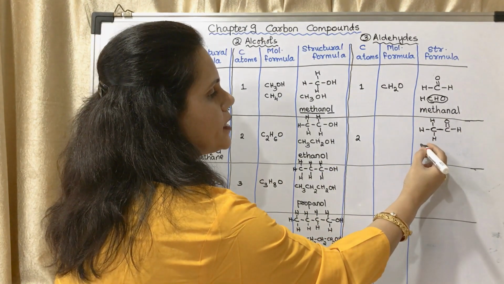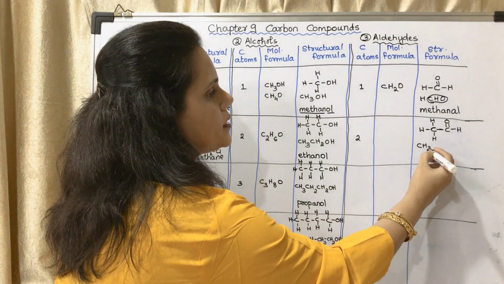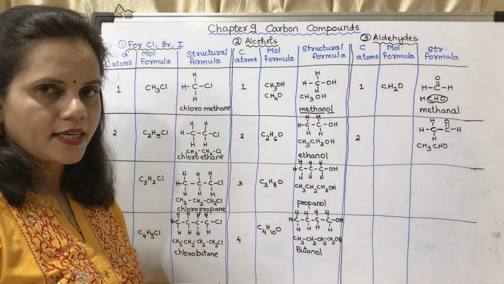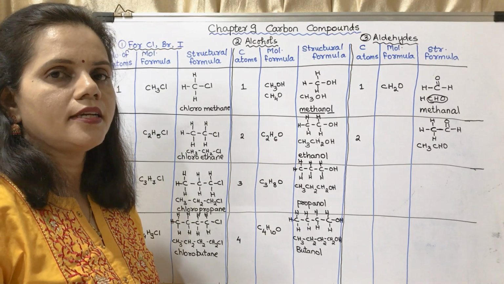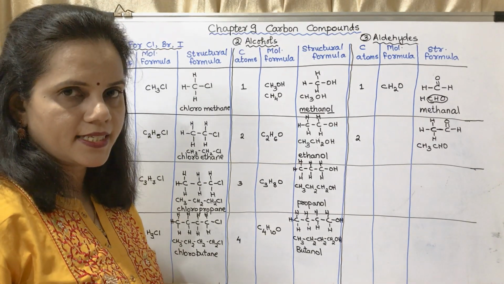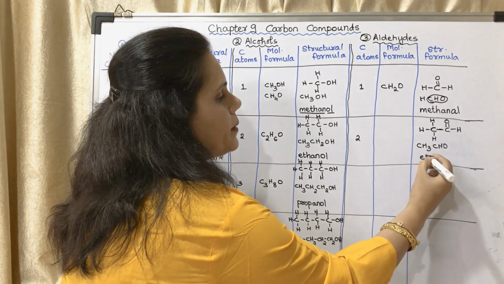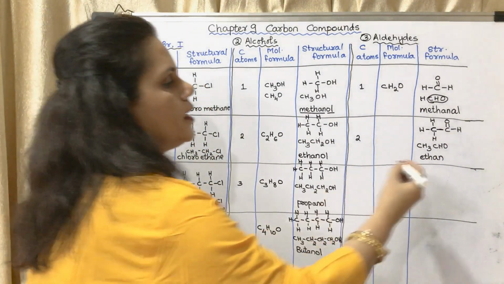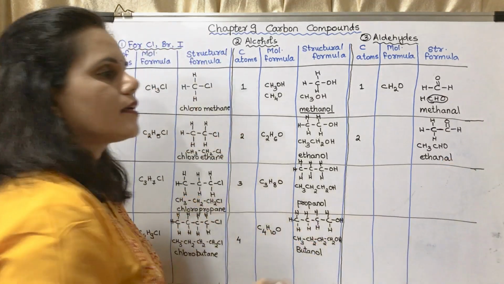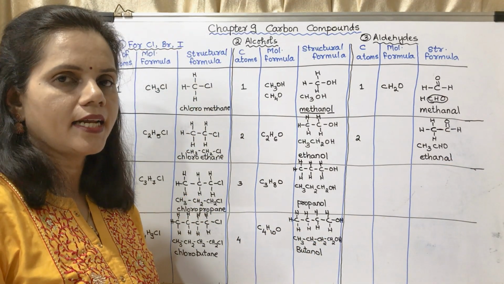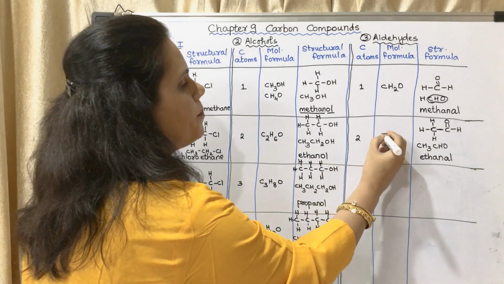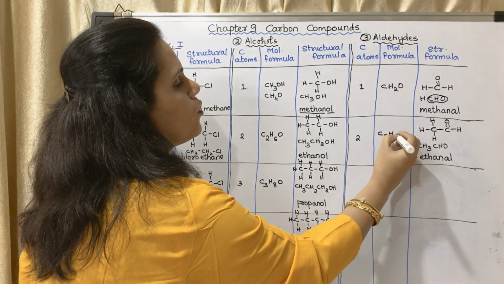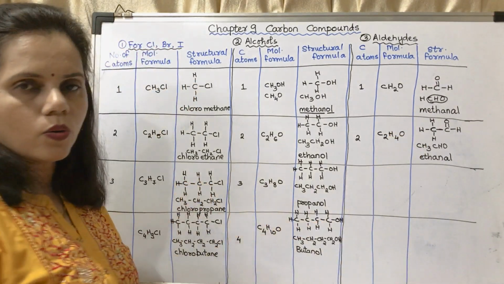So what will be the condensed structural formula? It will be CH3 CHO. What will be the name? As it is having two carbon atoms, it is ethane, and as it is CHO, its suffix will be Al, so it will be ethanal. Now the molecular formula, it is having two C's, 4 H and 1 O.